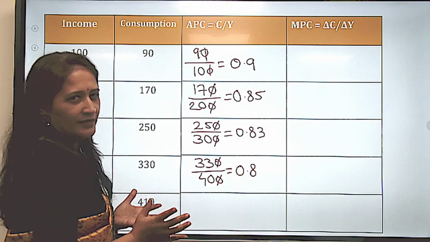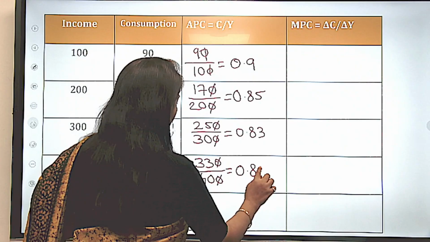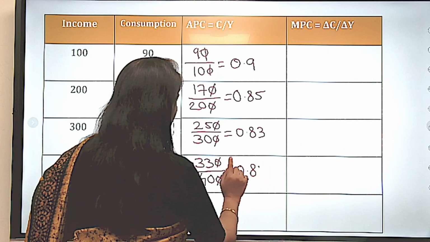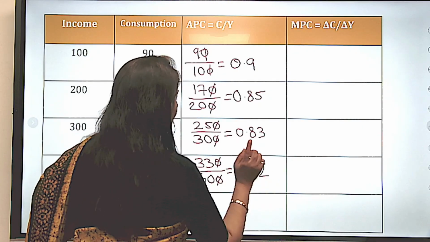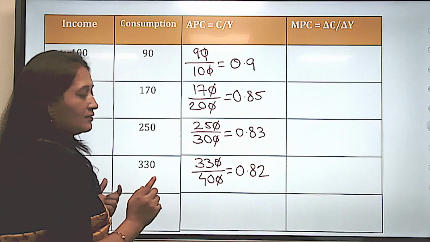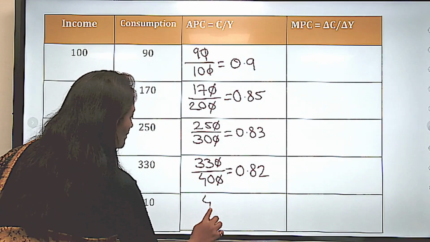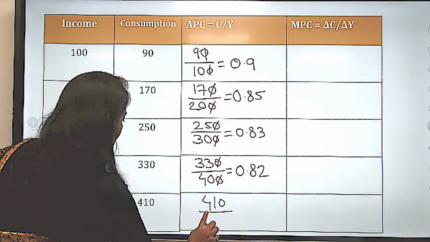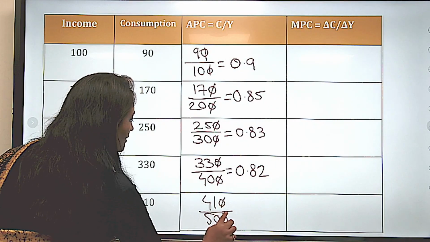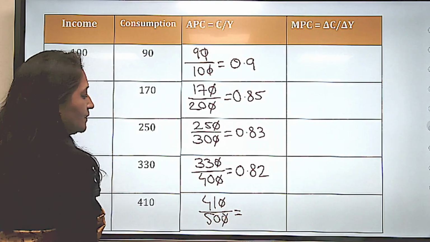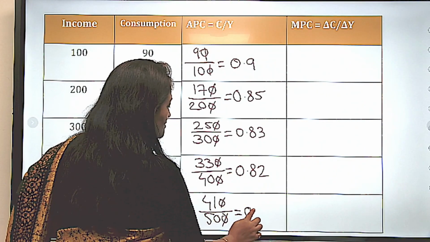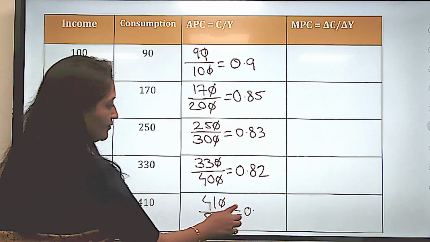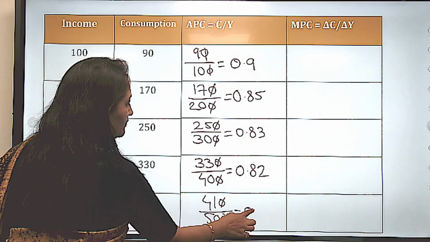48 is 320. 43 is 42 is 80. Okay. Then for the last values, 410 divided by 500. Cancelling out zeros, the simple calculation, 50s, zeros are 0. It becomes 410 when we take a decimal point here.